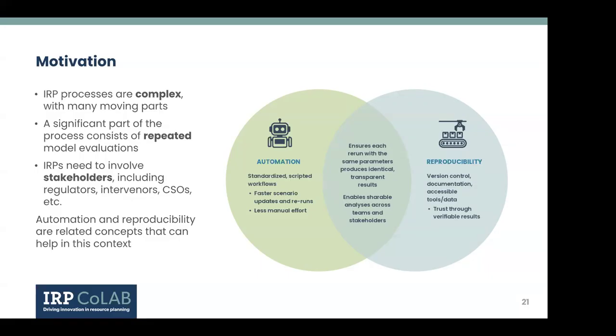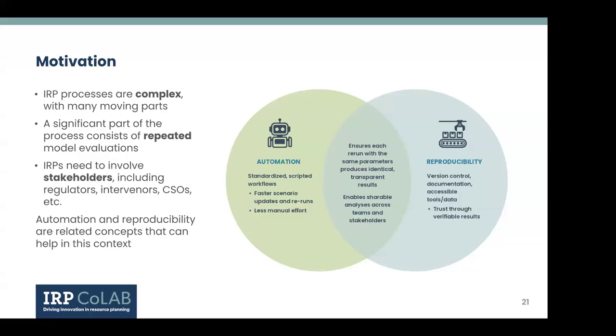This means that you can update scenarios faster, you can do reruns faster, and there is less potential for human error to enter into this process, so you have more confidence in your results. And in the end, it also makes it easier when you're in front of the regulator to explain why everything has happened, because there will be fewer opportunities for human error to have come in. So that's automation. On the other side is reproducibility.